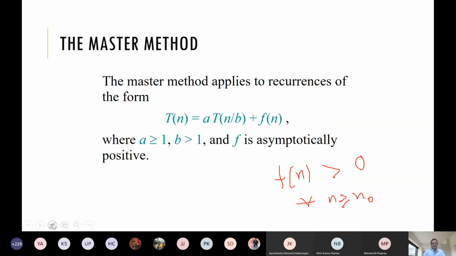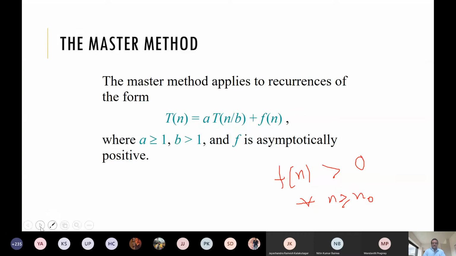Now where from can we get this type of recurrence? Suppose we have a problem of size n. We divide the problem into subproblems of lesser size, each of size n by b, and we have a many subproblems. Once we solve those subproblems, we need to merge or combine them. In merge sort, we did the merge subroutine, so that is our f(n), and this is the total cost of solving it recursively.